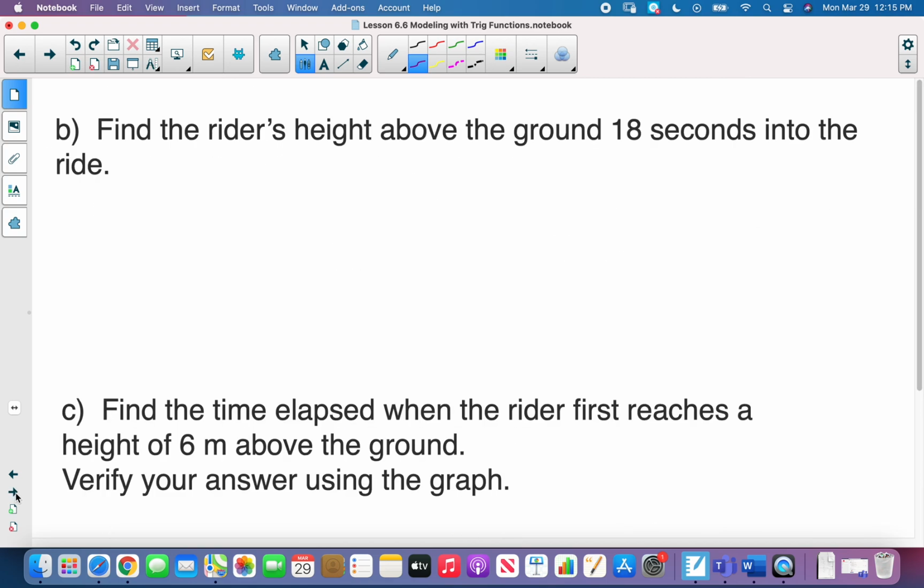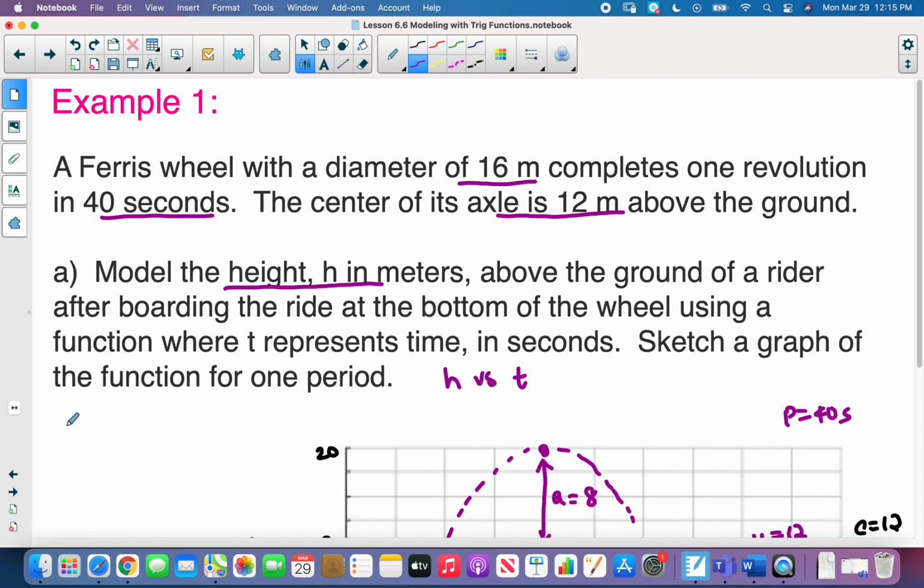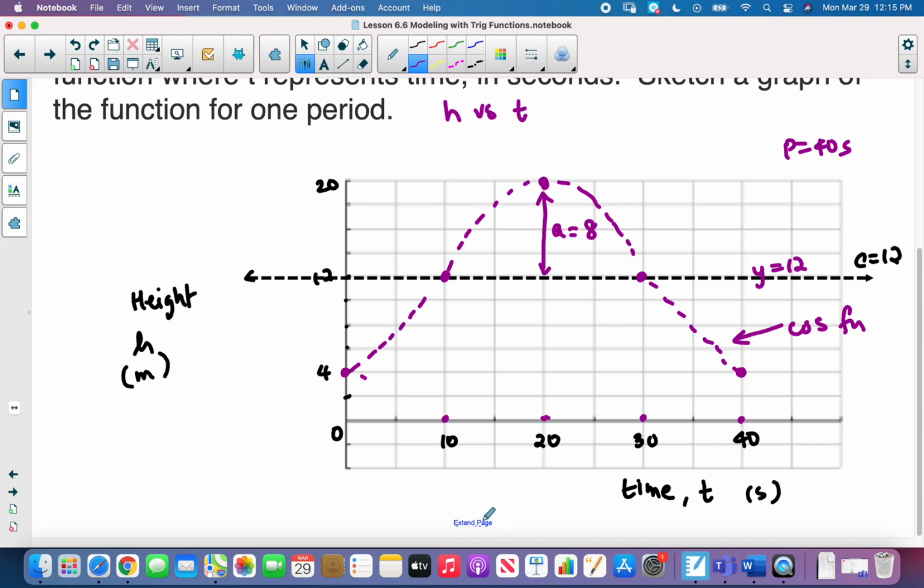So find the rider's height above the ground 18 seconds into the ride. We also were asked to sketch a graph of the function for 1 period, and model the height in meters above the ground. So we also have to come up with an equation for this function. Let's come up with an equation first, looking at these values that we have here.